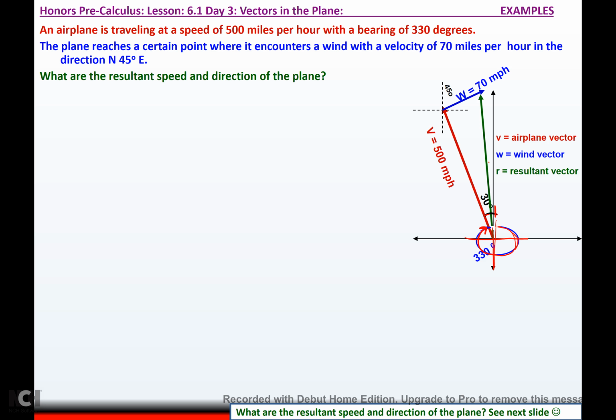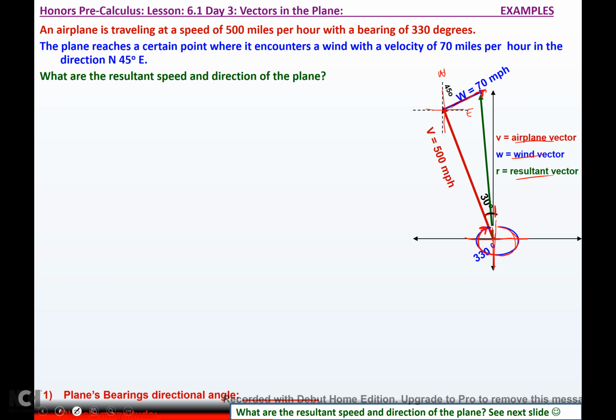Okay, and then it says the plane reaches a certain point where it encounters a wind. So up here at a certain point, the wind starts blowing, and it has a direction of 45 degrees northeast, which means east of north. So there's your 45 degrees going this way. And it has a magnitude of 70 miles an hour. Your resultant vector is going to be from the origin to the last part of that one. Okay, so the brown is your airplane, the blue is your wind, and green is my resultant vector. It kind of gives you a picture of what we're doing.